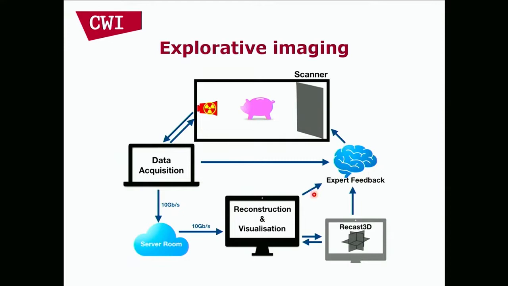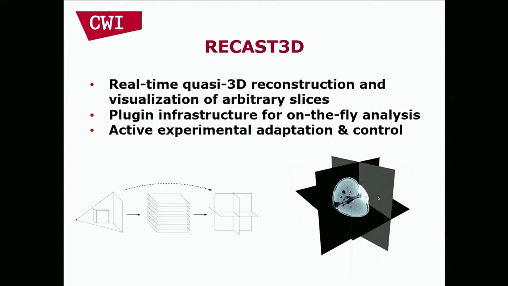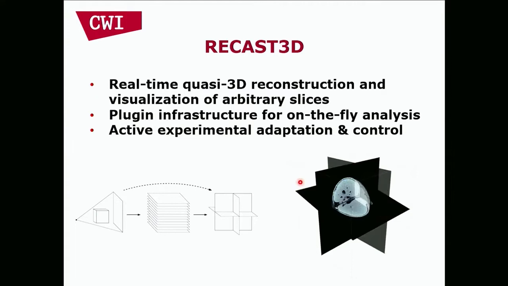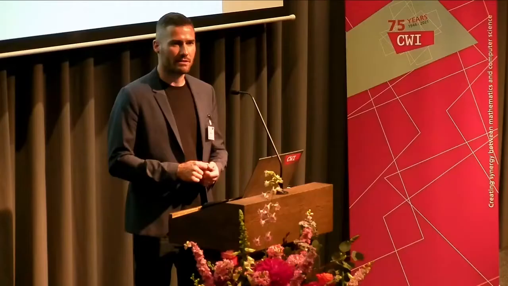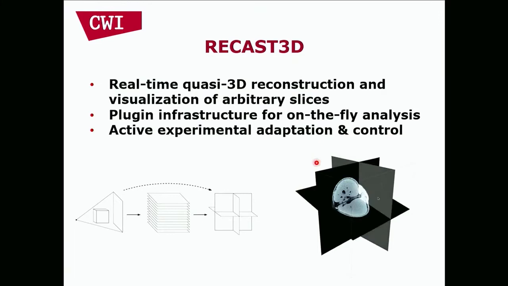And one particular development that came out of that is called Recast 3D. It's a software platform that we developed that can do a real-time quasi 3D reconstruction. So at the time when you're scanning, you already have an idea of what's going on inside. This was also extended to a plug-in infrastructure to not only visualize these images, but do immediate image analysis on them. So you could immediately do things like identify objects in them. And if you can do that, it gives you the capability to steer experiments in the X-ray scanner while they're happening. So for example, you can adapt the experimental conditions or control what's going on. And this is now in use in certain facilities, for example, at the Tomcat beamline at a big synchrotron, the PSI.